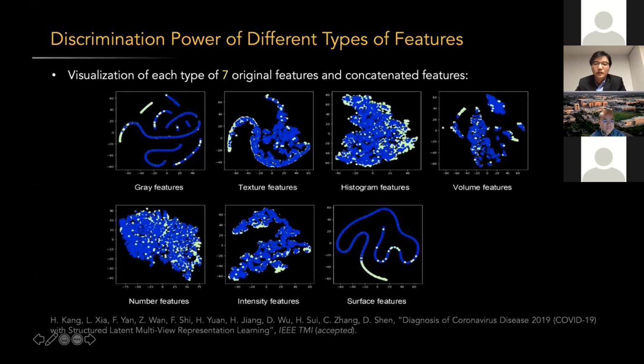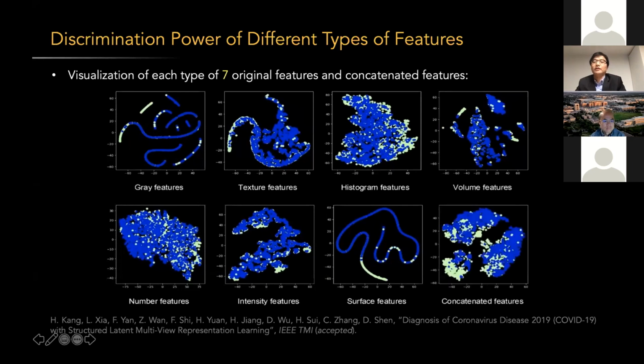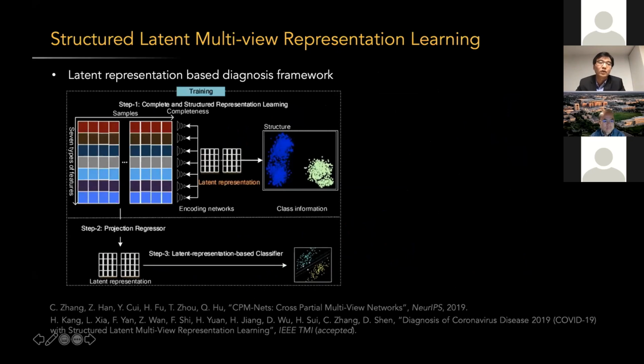And all these 7 features, if we use them together, then the distribution between the 2 classes actually looks like that. It's very, very complex. So this is a way, our collaborator from Tianjin University, Dr. Changqing Zhang, developed an algorithm called the structure latent multiple view representation algorithm. Actually, there are 3 steps in the training.